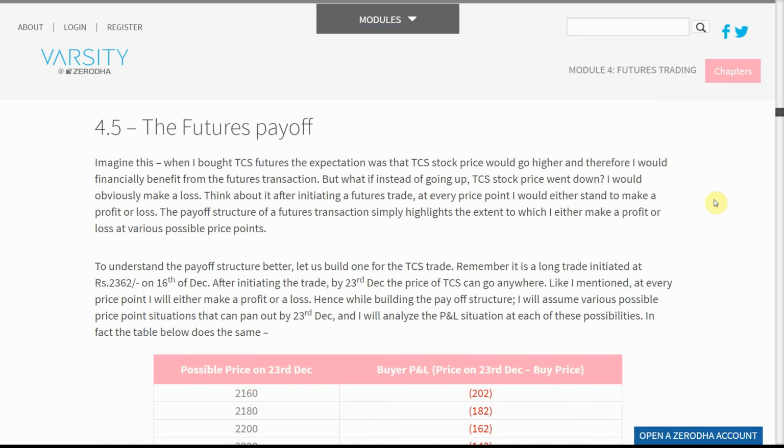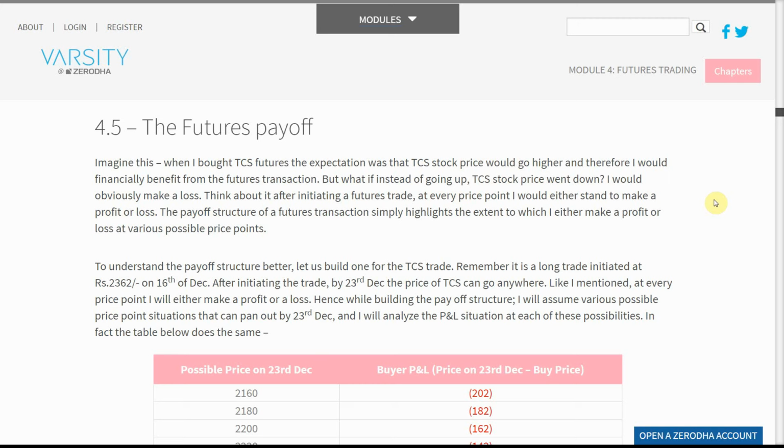4.5 The futures payoff. Imagine this: when I bought TCS futures, the expectation was that the TCS stock price would go higher, and therefore I would financially benefit from the futures transaction. But what if instead of going up, the TCS stock price went down? I would obviously make a loss. Think about it. After initiating a futures trade, at every price point I would either stand to make a profit or loss. The payoff structure of a futures transaction simply highlights the extent to which I either make a profit or loss at various possible price points.